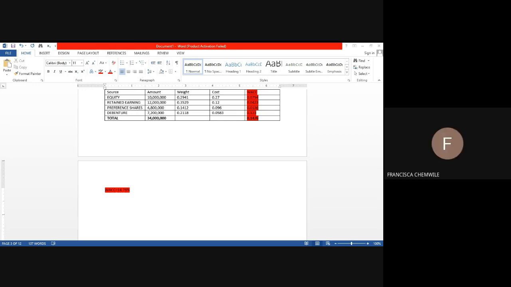When you are calculating the cost of equity, the cost of ordinary shares, we were doing D1 over P naught minus F, and then we add the growth rate, right? Yes. So this D1, is it the one plus G?